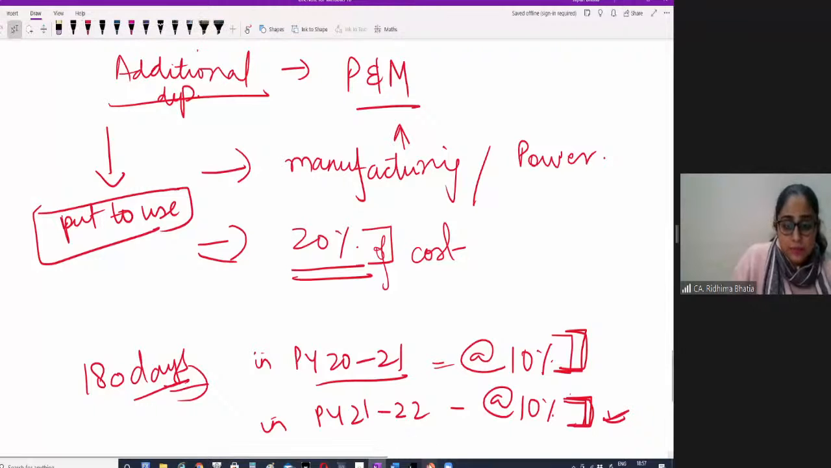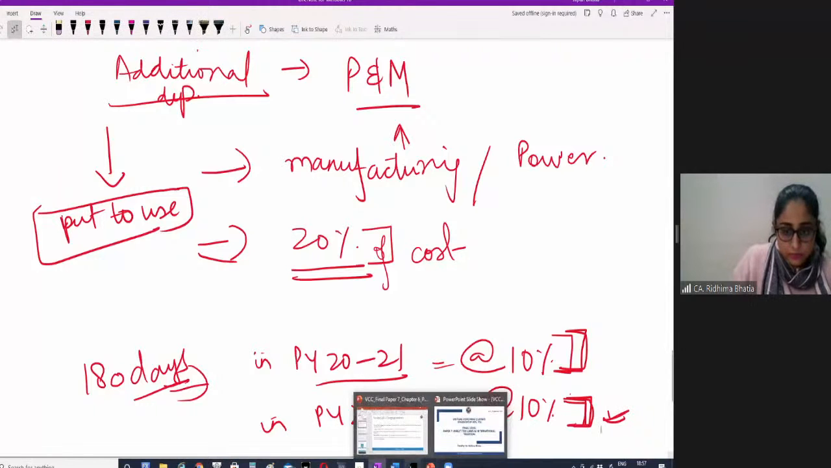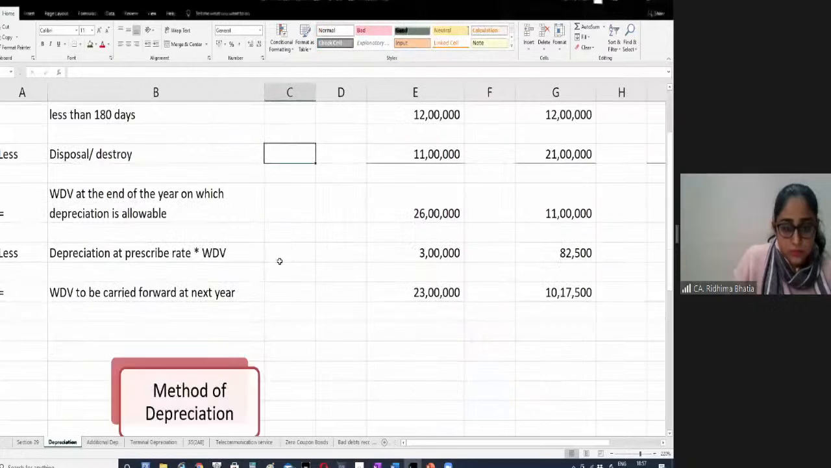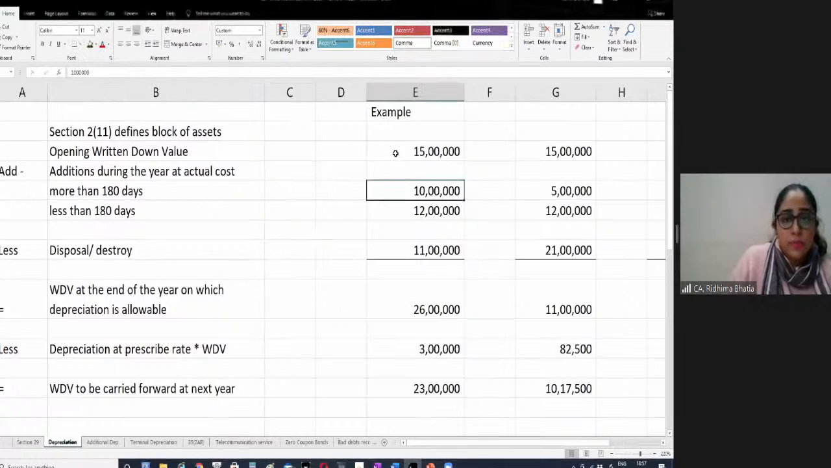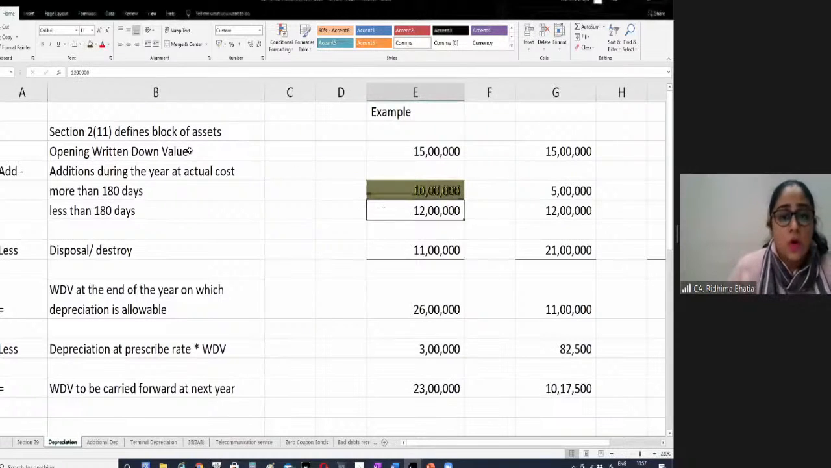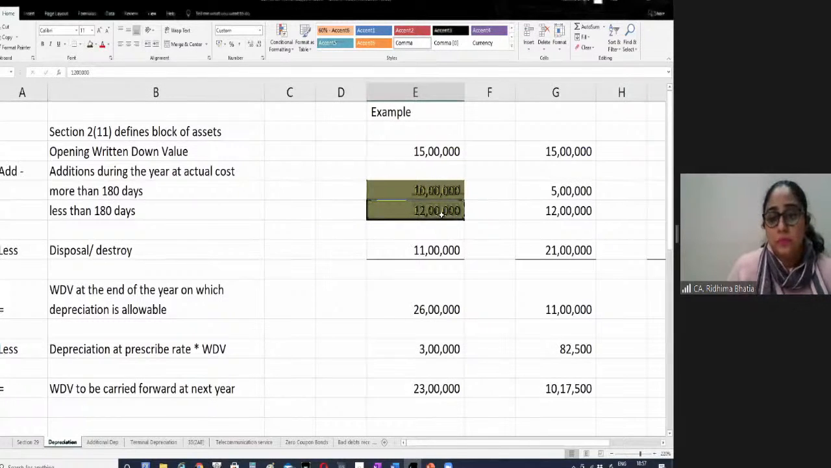So in the example, additional depreciation would not be calculated on the opening WDV. First of all, it would be calculated on the additions only. On this 10 lakh, I will calculate 20%. On this 12 lakh, I will calculate 10%, which would be your 1,20,000. Again, next year, 1,20,000 would be claimed out of the value which is carried forward. I will not do 10% of the written down value.